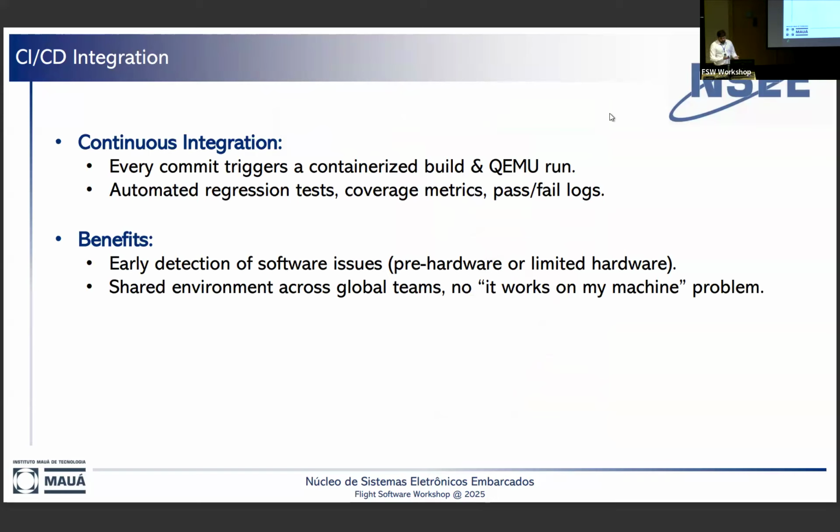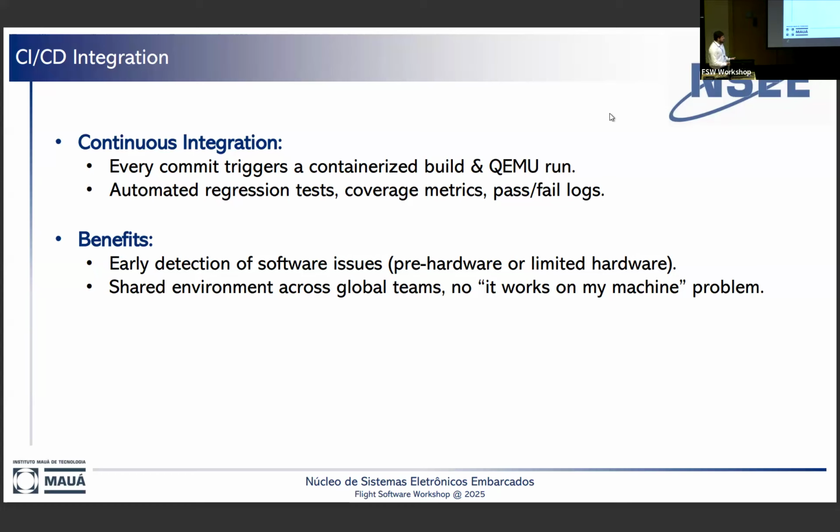So the idea is not doing that right now, but our desire is to build a CI/CD pipeline so that when you do a software commit, it already builds and runs the QEMU and checks if everything appears to be okay or not, right? You can do automated regression tests, coverage metrics, fail logs. These are just possibilities that we envision.